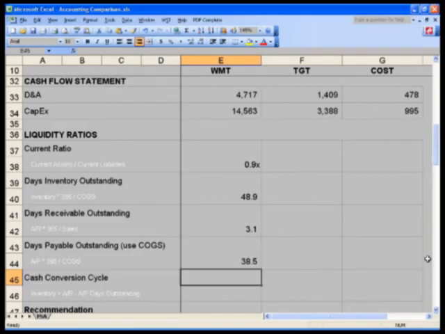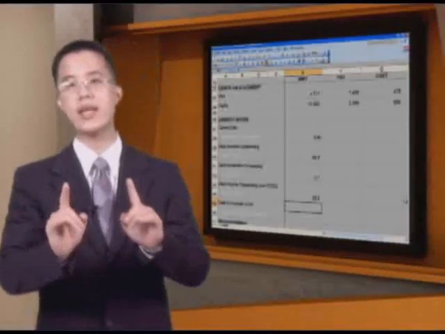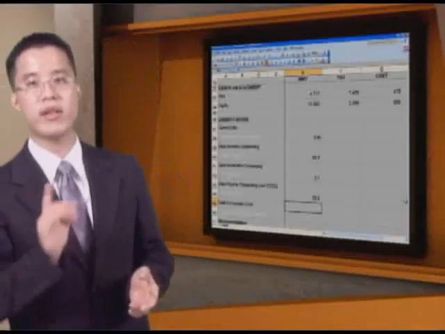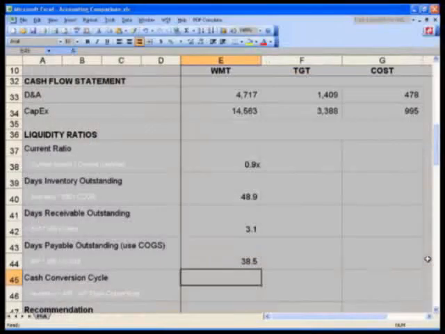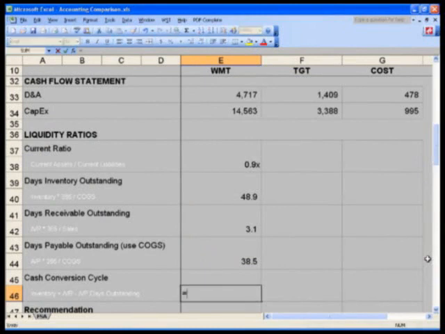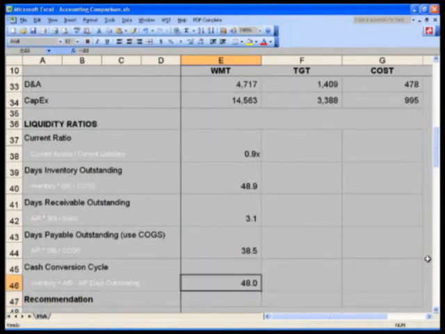What is my days payable outstanding? And we have the note here to use COGS. Our accounts payable balance is 25,373 times 365. We will divide that by our COGS number of 240,391. And that, if you did the math, should get you 38.5 days. So folks, what that means is it takes Walmart 38.5 days to pay their suppliers and their vendors.